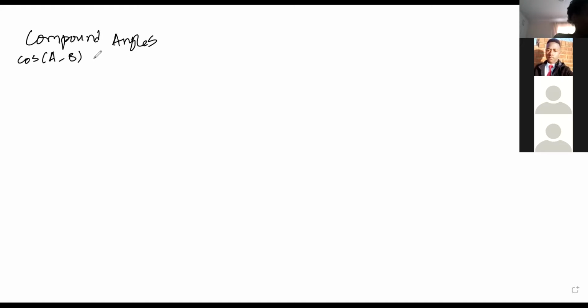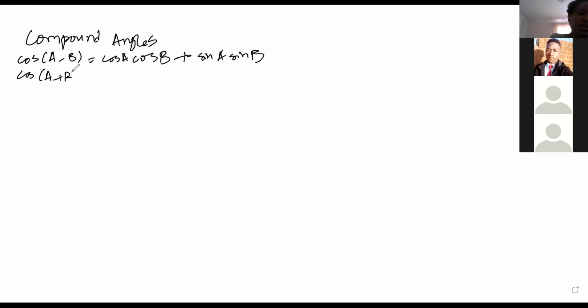This is where grade 12 additional work starts. For grade 12, compound angles: you've got cos(A minus B), which is cos A cos B plus. So check with the cos, you have a change of sign. Then sin A sin B.